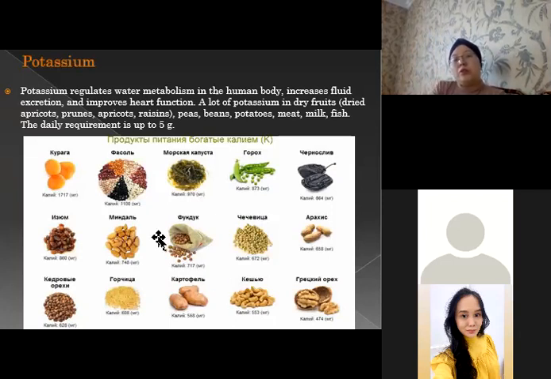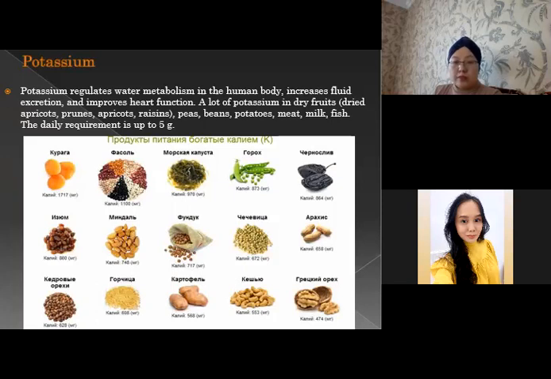All this information you will need in order to count the quantities they need to take in, and also the content of those elements in the food products.